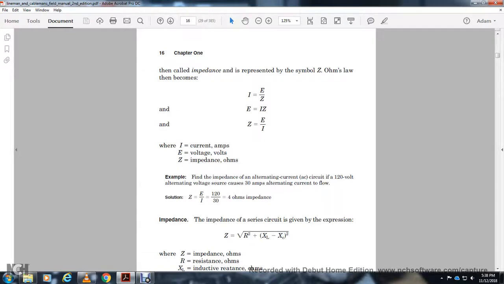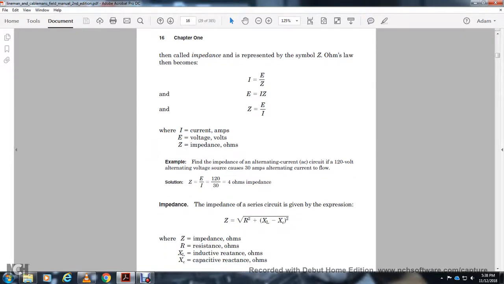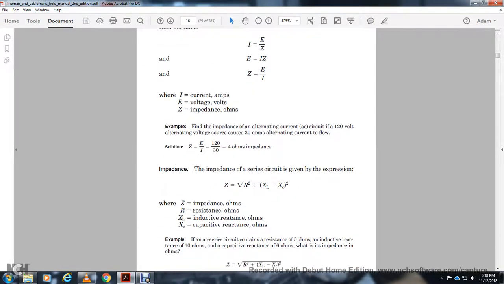Find the impedance of an alternating current circuit with a 120 volt alternating voltage source. Moving on to voltage and ohms in an AC circuit: with a 120 volt alternating source and 30 amps, 120 over 30 gives you 4 ohms. Impedance for a series circuit is given by the expression: impedance equals the square root of the resistance in ohms squared plus the inductive reactance in ohms minus the capacitive reactance in ohms, squared.